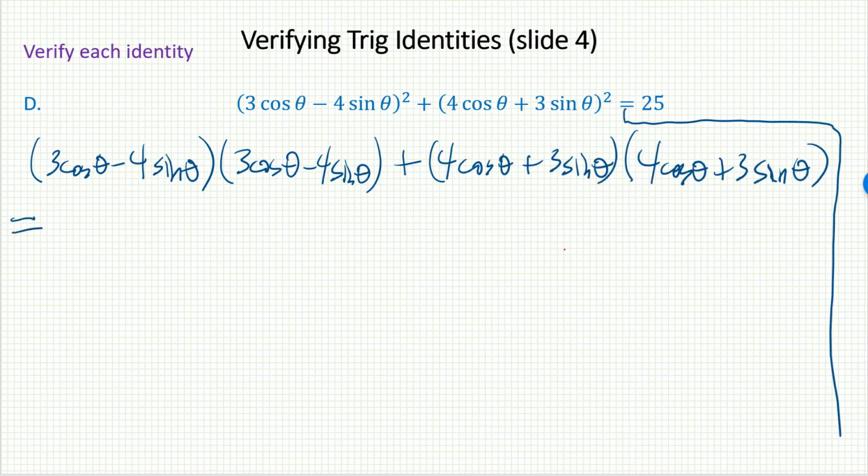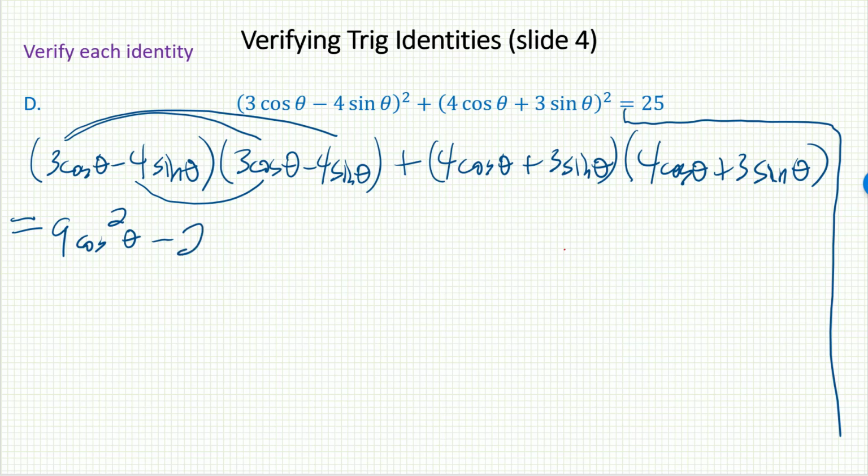And now we can do our FOILing. So let's see. First would be 9 cosine squared theta. And then outer, I'm going to get negative 12 sine theta cosine theta. I'll get exactly the same thing in here. So that'll make a total of negative 24 sine theta cosine theta. And then from the back, I get positive 16 sine squared theta.